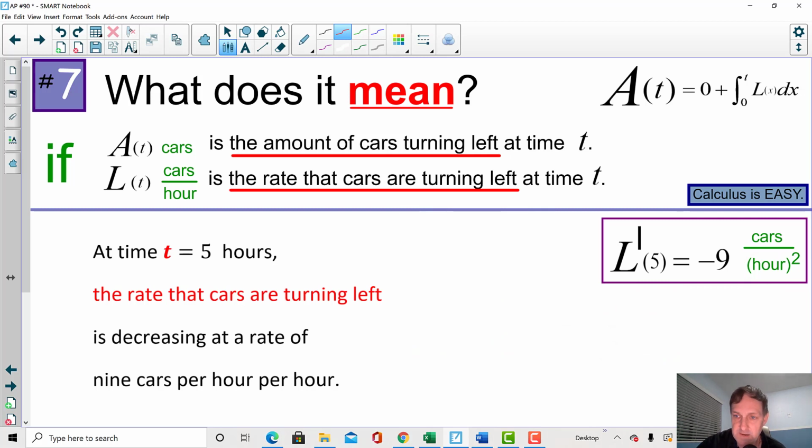Another way to think about it is that every time you do the derivative, you're going to get one more unit of time on the bottom. So instead of just hours, you're going to have hours squared. All right, let's go ahead and take a look at our last one, number 8.